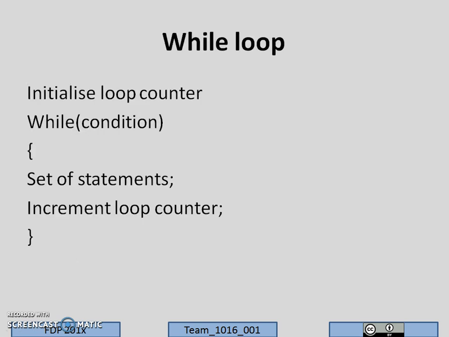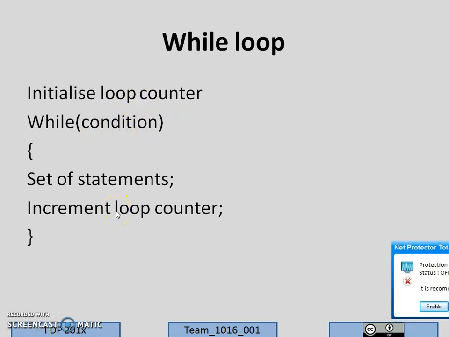Now I am turning towards the working of while loop. While: initialize the loop counter. At first you can initialize the loop counter, then you have to put a condition in this bracket, and the body of while loop contains a set of statements. After that set of statements, you have to increment the loop counter, because unlike a for loop, initialization and increment are not included in while.